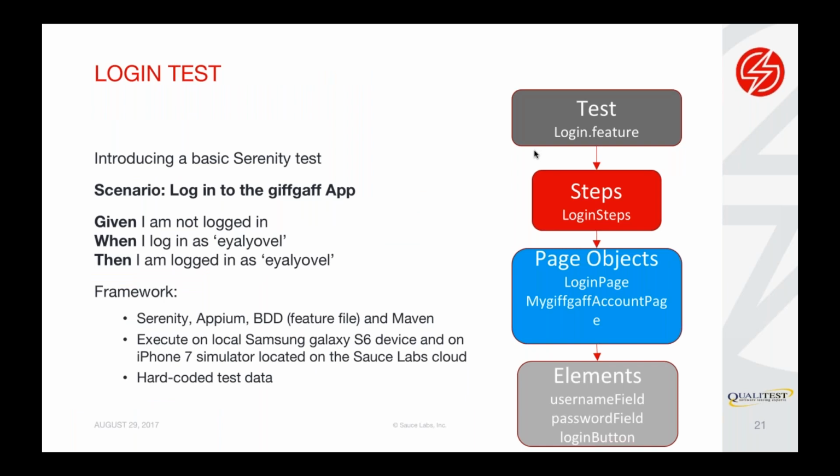In the demo, I developed a basic Serenity test for logging into my GiftCraft app. The Given-When-Then that you can see here is a feature file written in Gherkin, a language that Cucumber understands. It is a business readable language that lets you describe software's behavior without dealing with how the behavior is implemented. Its three phases are setup, given I am not logged in, exercise, when I log in as Eyal Yovel, and the verification, then I am logged in as Eyal Yovel. I can also add more steps with and. For example, I can write when I log in as Eyal Yovel and select to remember my password, then something.